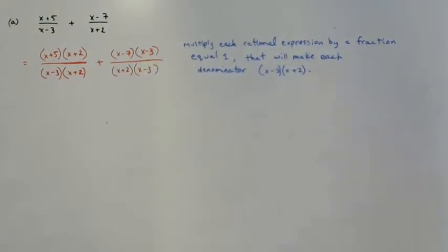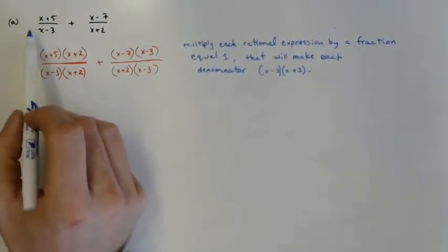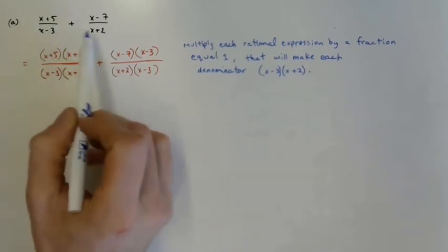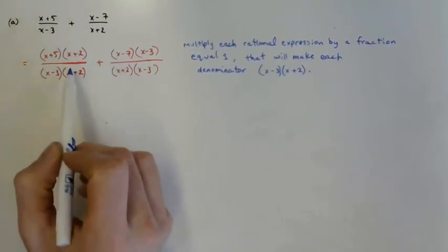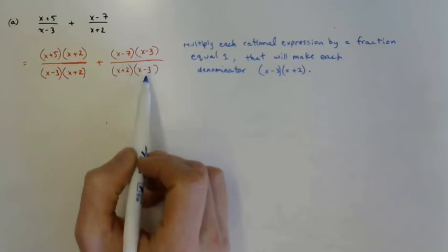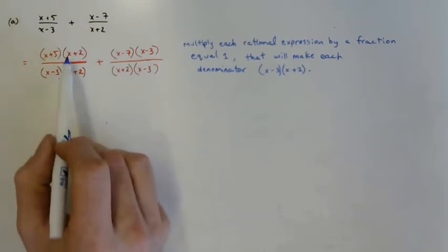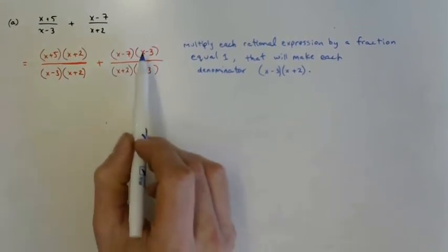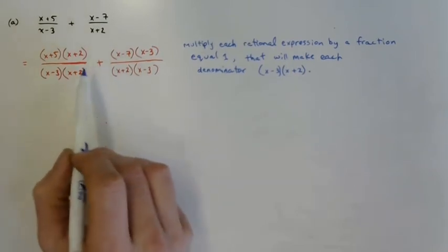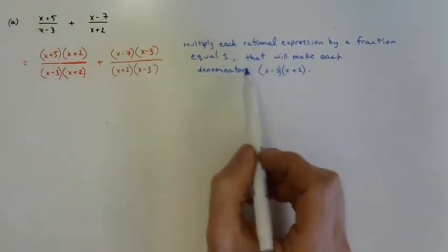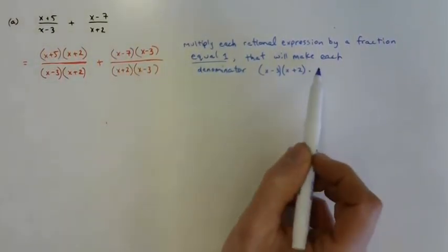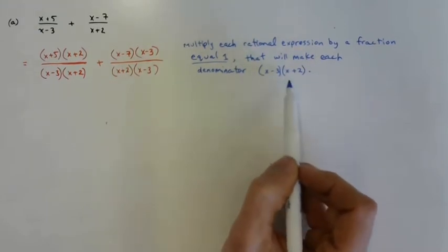Okay, multiply each rational expression. That's what we did. Here's our rational expression. We multiplied each of them by a fraction equal to 1. Notice that what we multiplied by isn't exactly the same. This one was x plus 2 over x plus 2, and this one was x minus 3 over x minus 3, but both of these are equal to 1. And the goal was to make the denominators x minus 3, x plus 2.